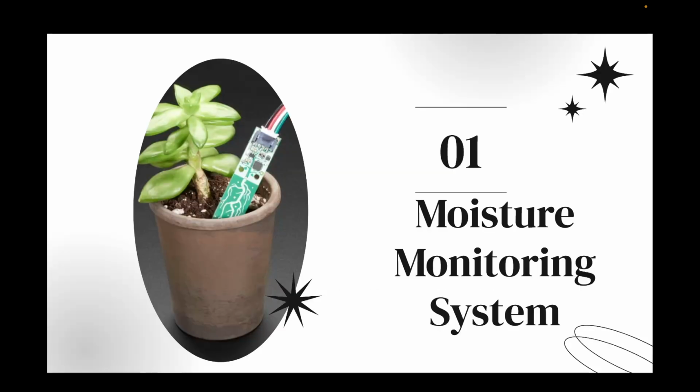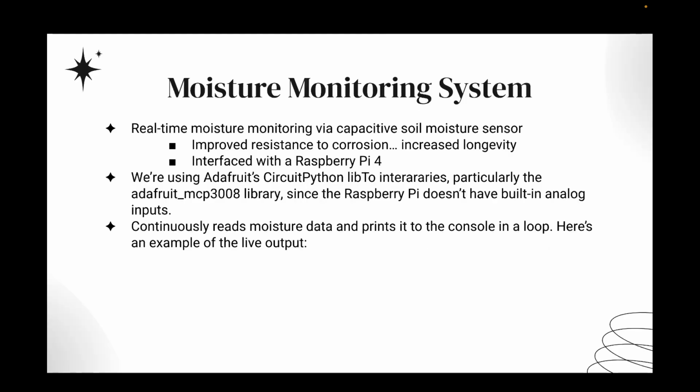Let's start with the soil moisture monitoring system. For our moisture monitoring system, you can see that we used a capacitive soil moisture sensor because of the resistance to corrosion and increased longevity. And as far as libraries are concerned, we are using Adafruit's CircuitPython library, which has a bunch of submodules which allow us to interact with the sensor and read data from it.